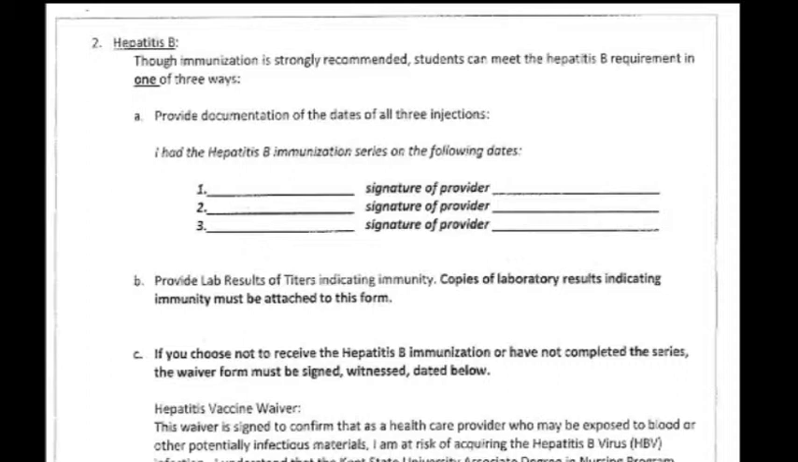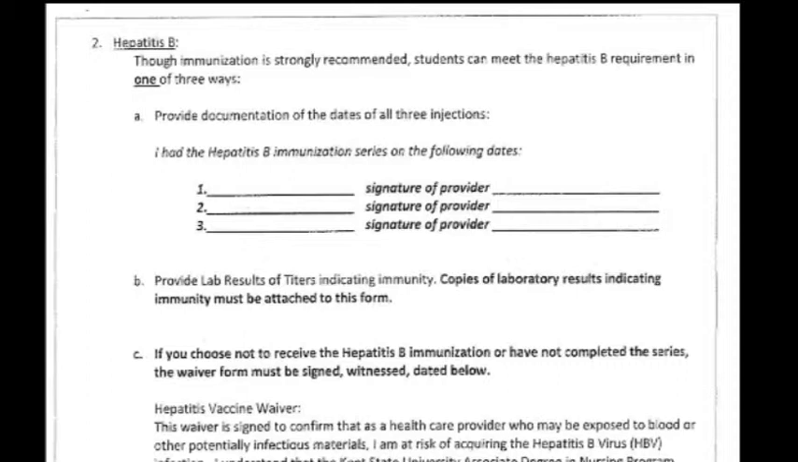The last page of this documentation has information on hepatitis as well. A. First way, the series of 3 injections. You may have already done the series of 3 injections. If so, just have them documented.